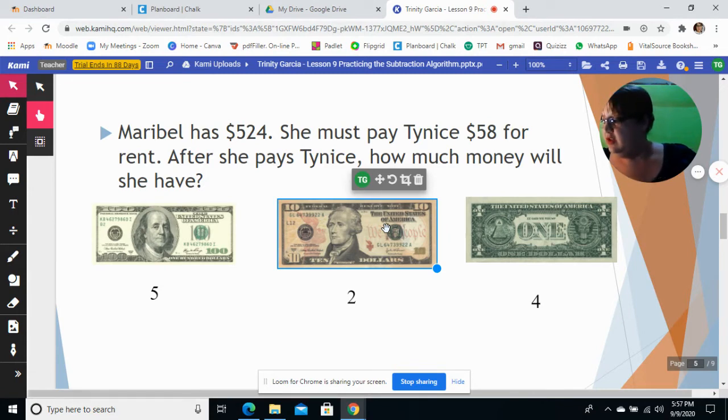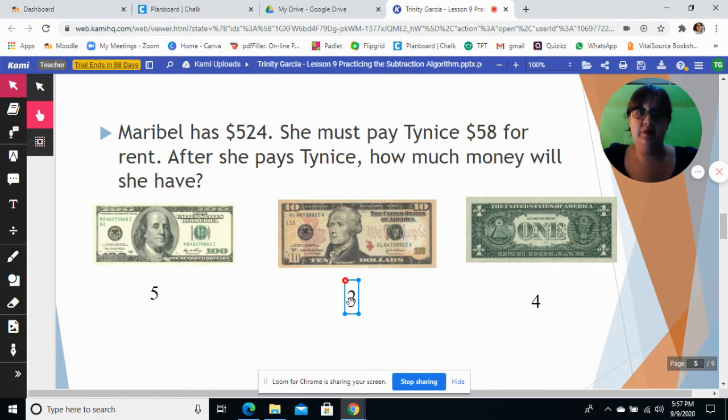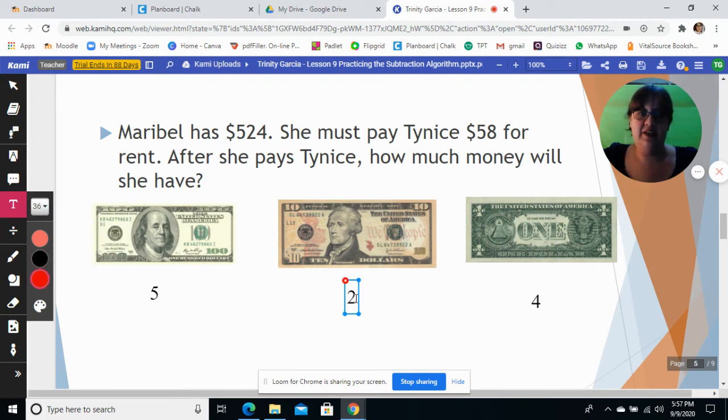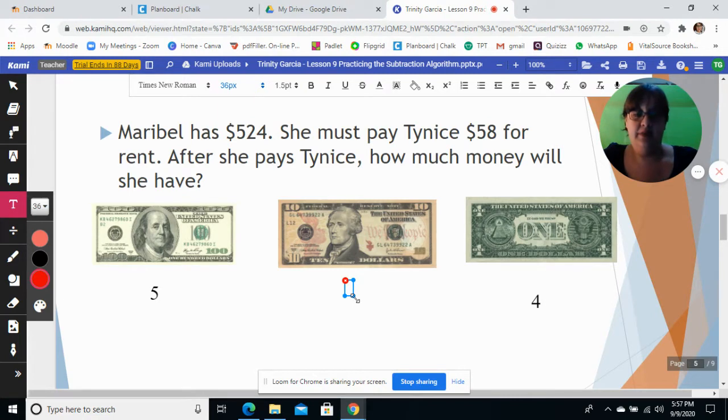All right. So before Maribel pays Denise, she must exchange one of her $10 bills for 10 $1 bills. Okay, so we're going to change this number down here. And now we're going to make it red just so we can see the difference. We had 2, but we're going to take 1 away. And now she only has 1 left. But now we're going to change it for 10 more $1 bills. So now she has 14 $1 bills.